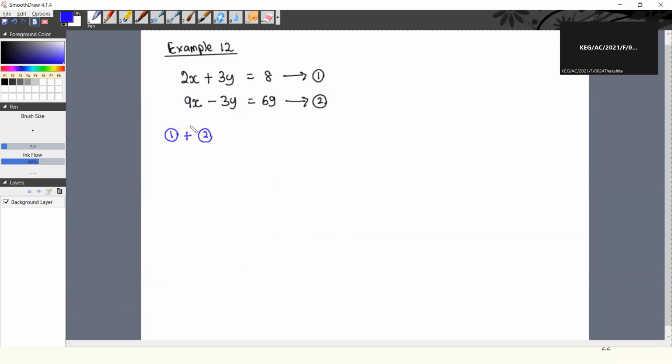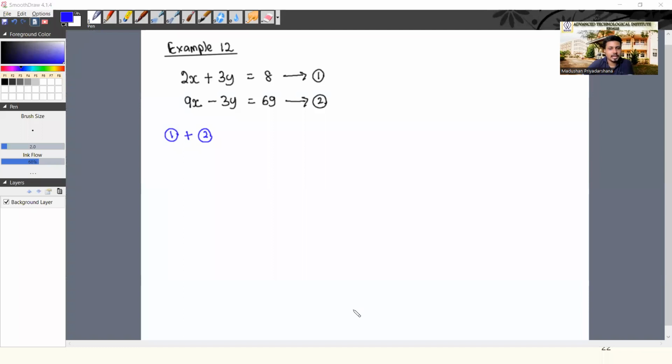1 plus 2, or first equation minus second one? Yes, Takshila? Plus. Yes. Right, we need to add these two: first equation plus second equation. So how can we decide whether to add or deduct?